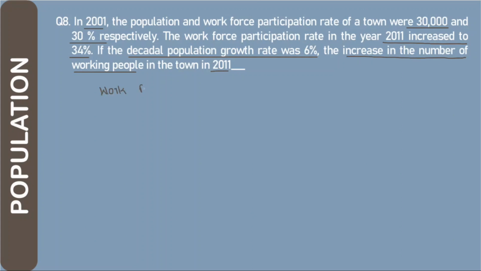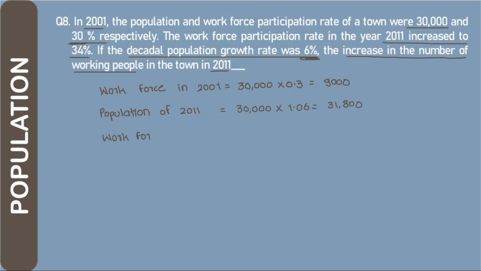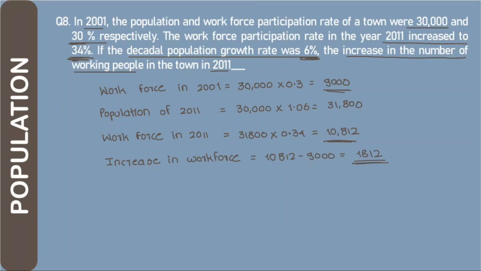So the workforce in 2001 is 30% of 30,000, which is 9,000. The population of 2011 will be 6% of 30,000 added to it, that is 31,800. The workforce in 2011 is 34% of 31,800, that comes to be 10,812. So the increase in workforce is 10,812 minus 9,000, that is 1,812.